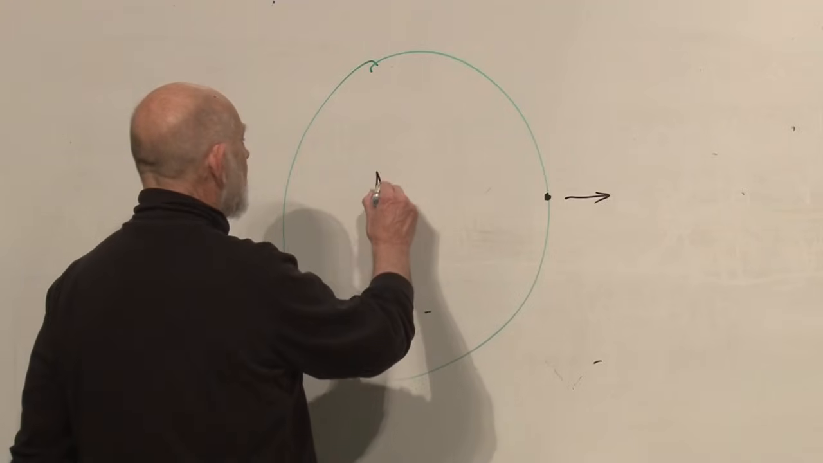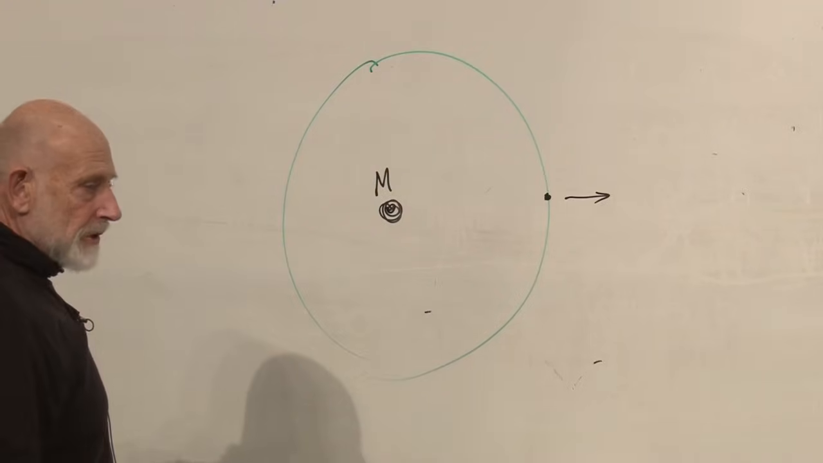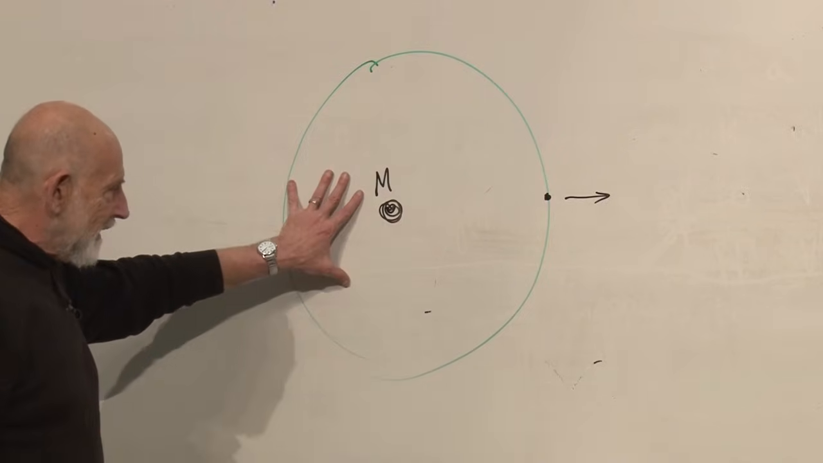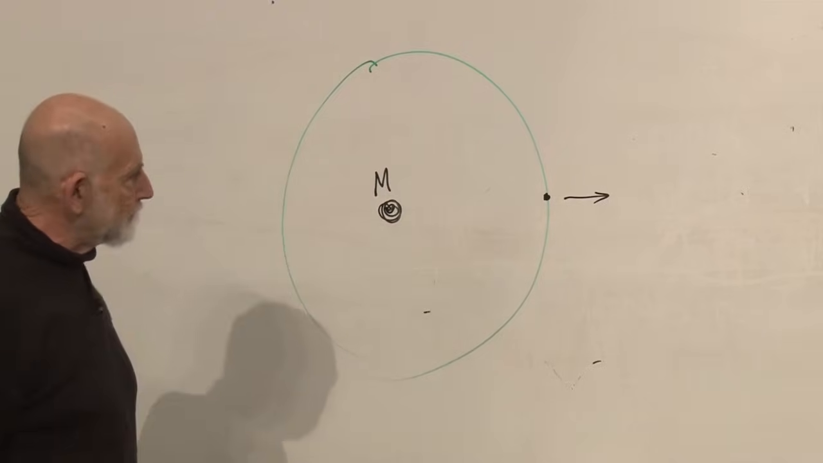This whole glob here has mass m. We'll come back to what m is in a moment. But it has mass m. It's not the mass of the sun, and it's not the mass of any specific galaxy. It's the mass of everything in the sphere.